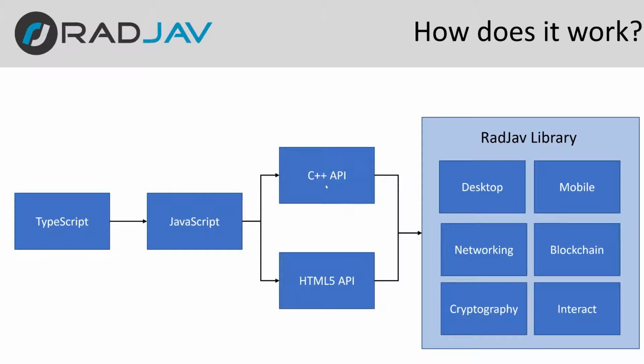Now, both the C++ library and HTML5 connect to the RadJav library, which is quite extensive. There's desktop functionality, mobile, networking, blockchain, cryptography, and something we're calling Interact. Interact is actually something that allows developers to quickly, easily, and securely create client and server applications.